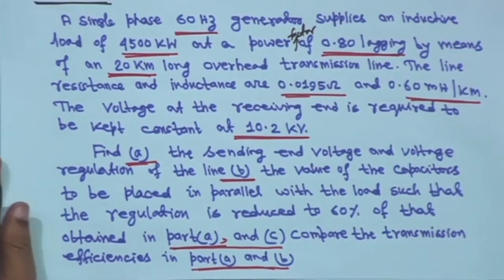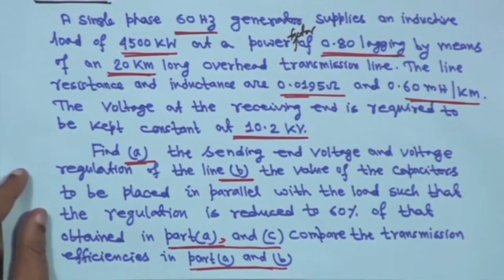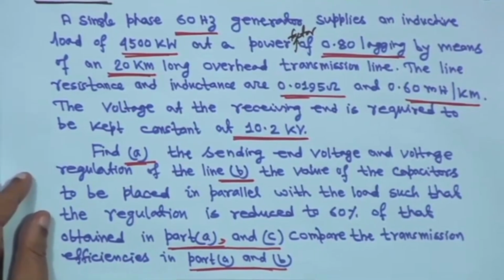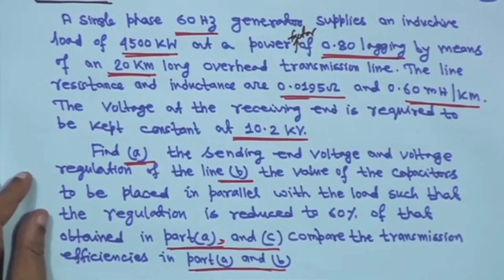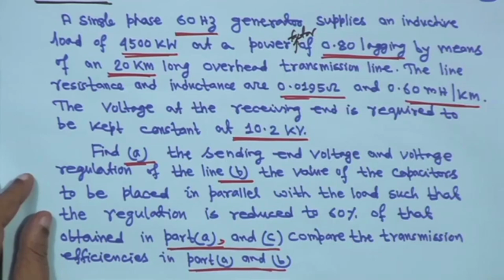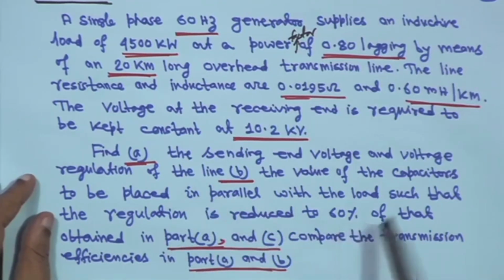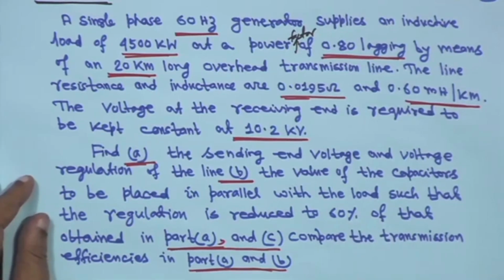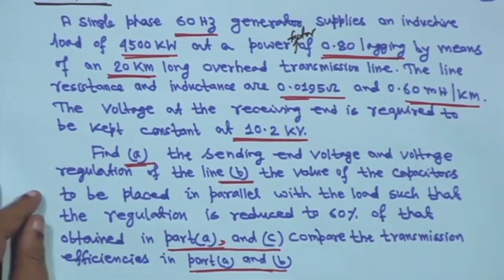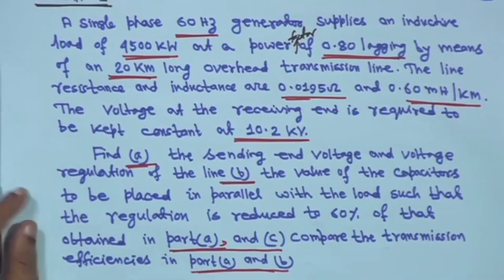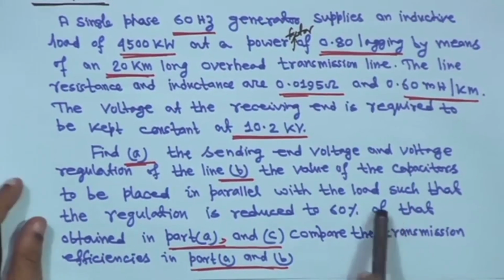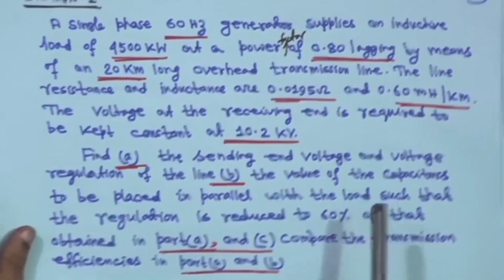So, you have to find out the sending end voltage and voltage regulation, at the same time the value of the capacitor to be placed at the receiving end, that is across the load in parallel, such that whatever regulation you got in the first case, it should be 60% of that. That means, you have to improve the power factor and find out the value of C. This problem is a single phase line, right. Now, how to do this?